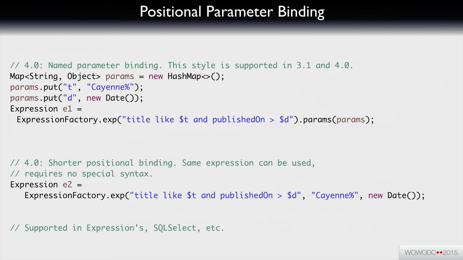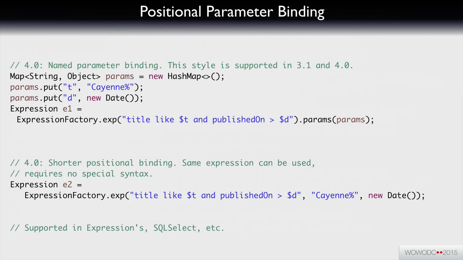So if it encounters $T again, it will use that same parameter. Then when it finds the second parameter, it takes the second parameter from the array, and so on. So essentially, that's a way in Java to cut down on the boilerplate to build parameters. And that's used in many places actually.